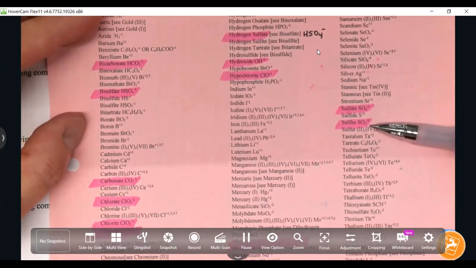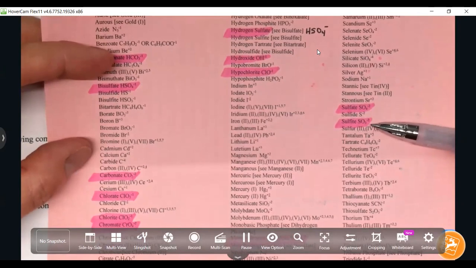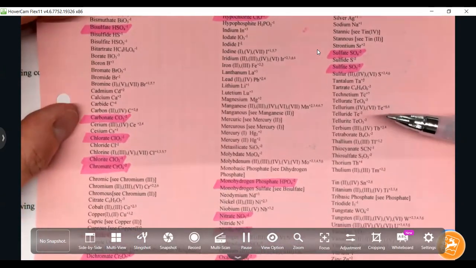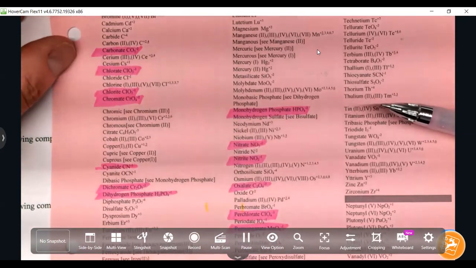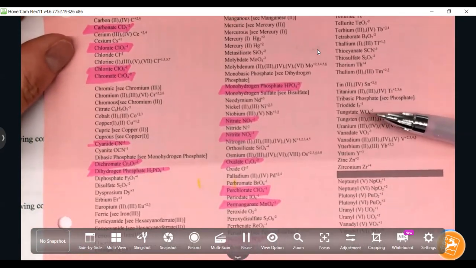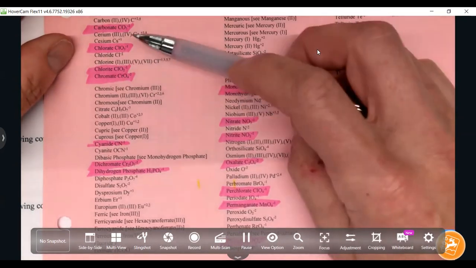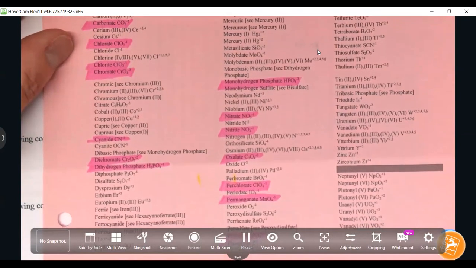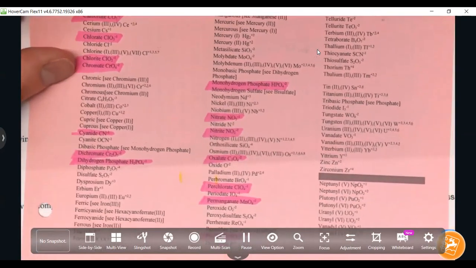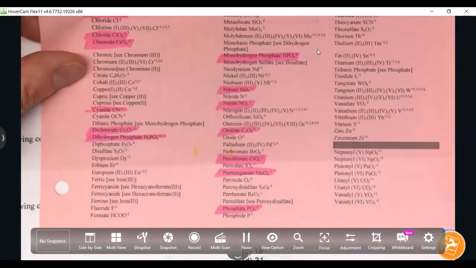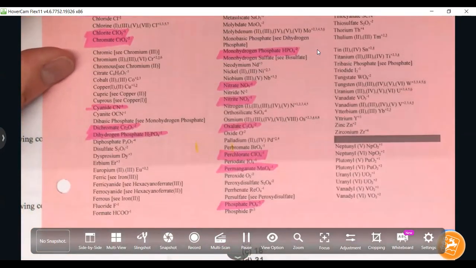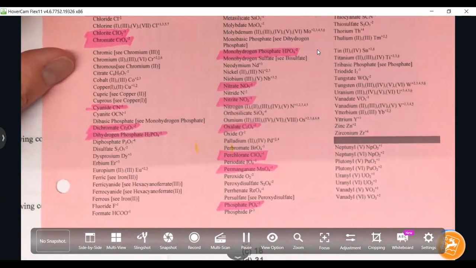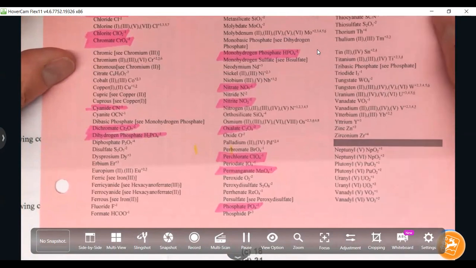And over here, we've got sulfate, sulfite. And then carbonate, chlorate, chlorite, chromate. And it ends with phosphate down. Did I go too fast? Yes? All right, I'm going to go back up the other direction here.